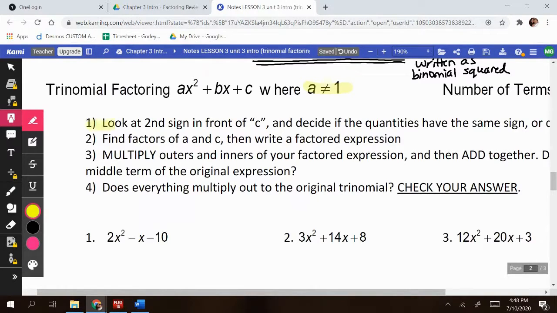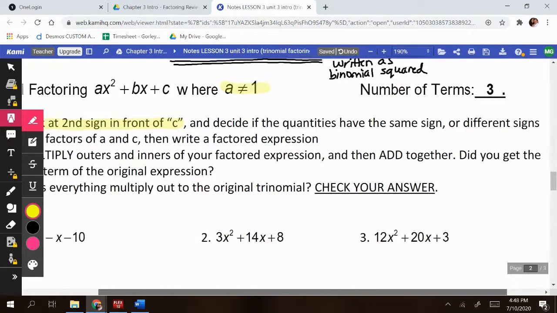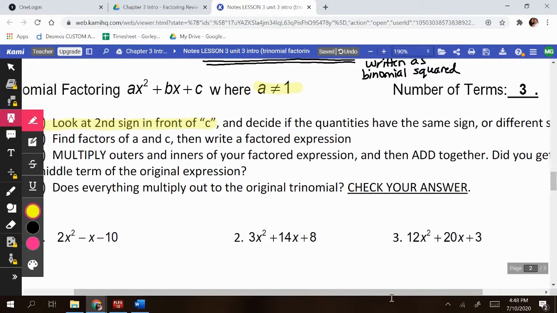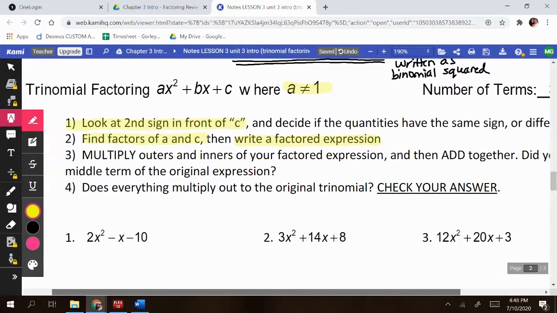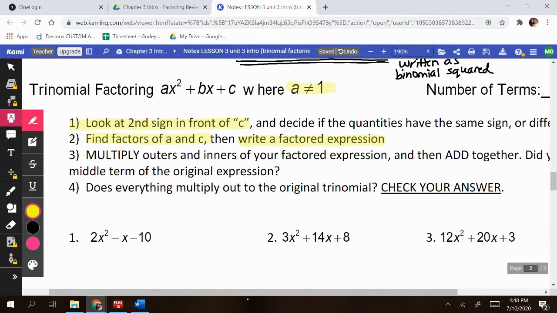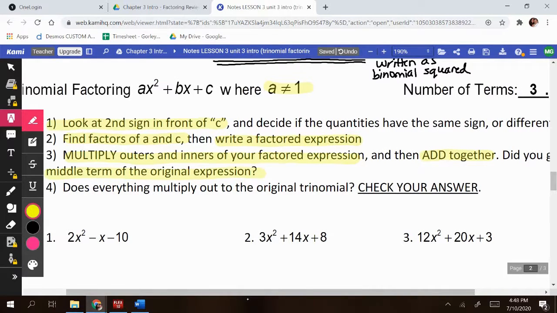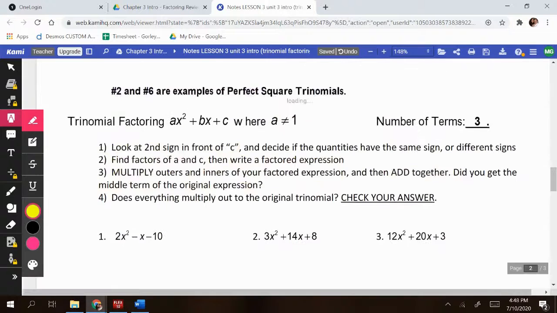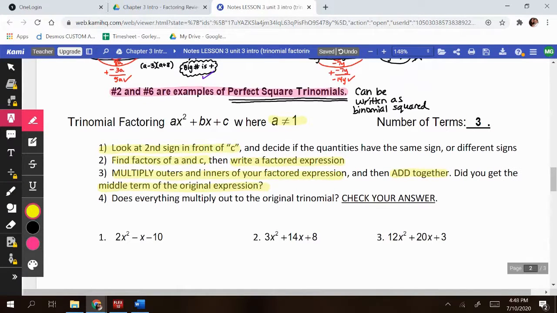We're going to start the same, where we look at the second sign in front of C to determine if there's the same sign or different signs. We're then going to find factors of a and c and do some guess and check work to write a factored expression. So you can see how that's a little bit more vague than the last set of directions. We're still going to multiply outers and inners and add them together to see if we got the middle term of the original expression, and answer the question, does everything multiply out to the original trinomial? Okay, you always want to check your answer and make sure that it works.